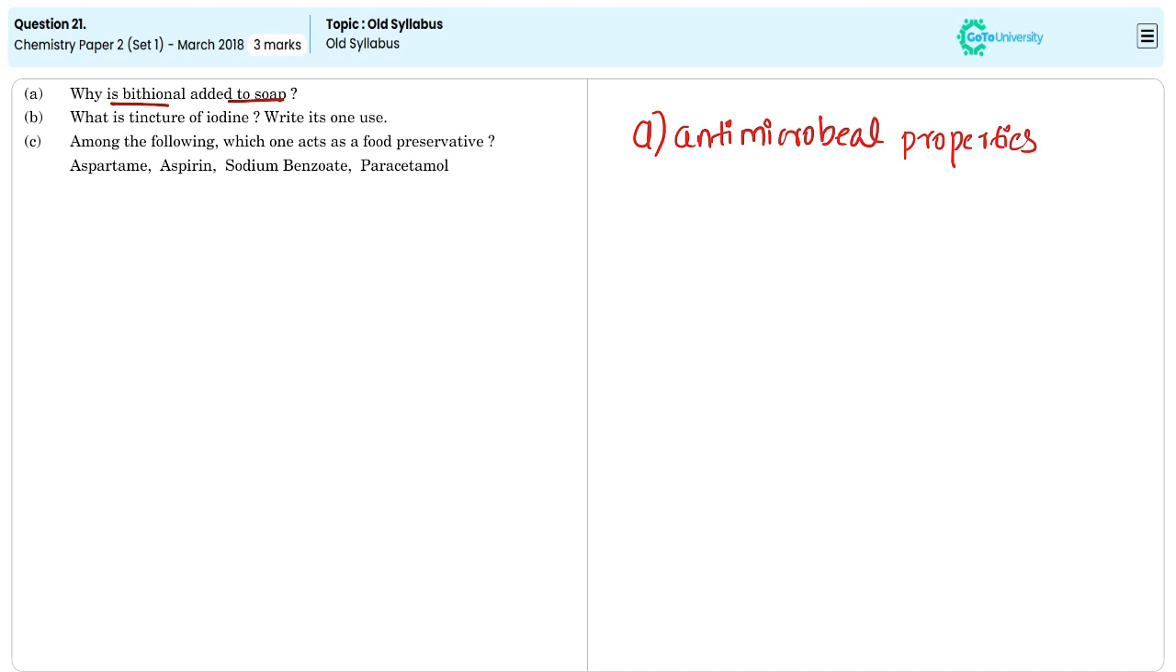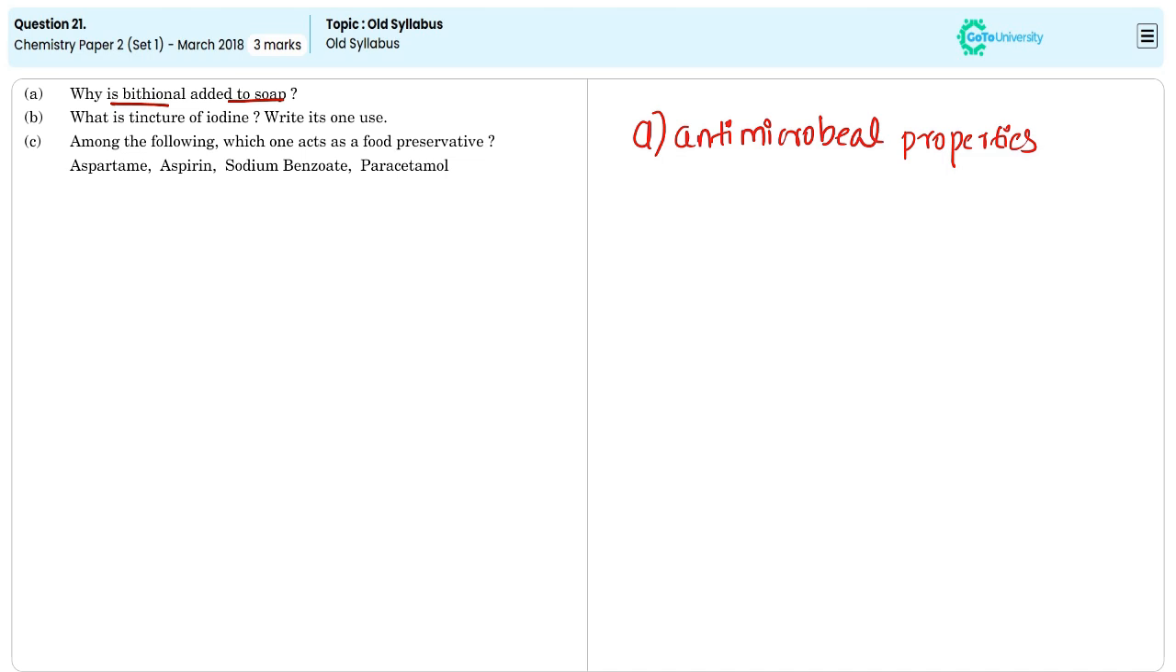This bithionol helps in reducing or eliminating the bacteria and fungi on skin, which enhances the effectiveness of soap in preventing infections and maintaining hygiene. It also helps to control odor by preventing the growth of odor-causing bacteria. It's typically incorporated into soaps to provide prolonged antimicrobial action and improve overall skin cleanliness.